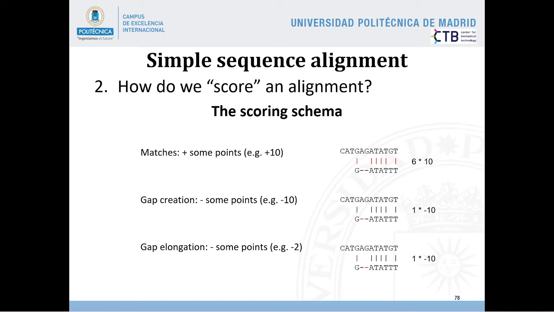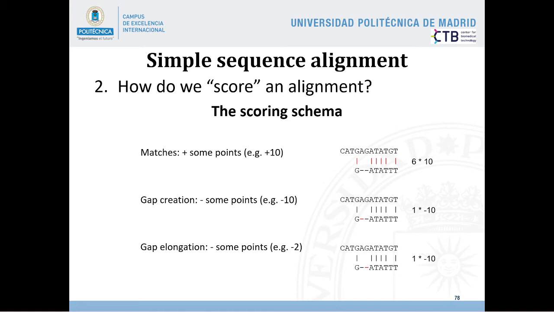We can give different scores, let's say sub scores, like we will then sum all of them, but sub scores to the different operations: matches, gaps, elongation, and multiply them for the number of times that we have that event, okay?